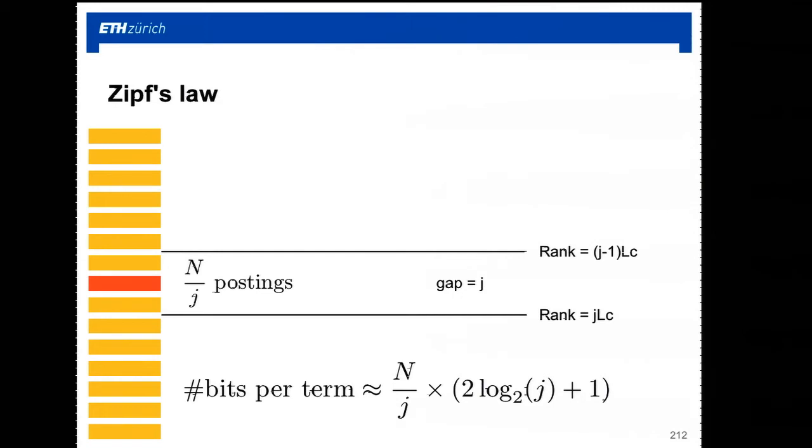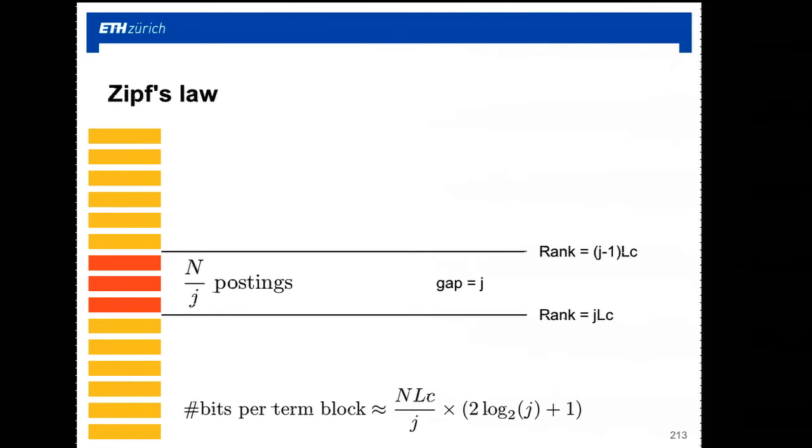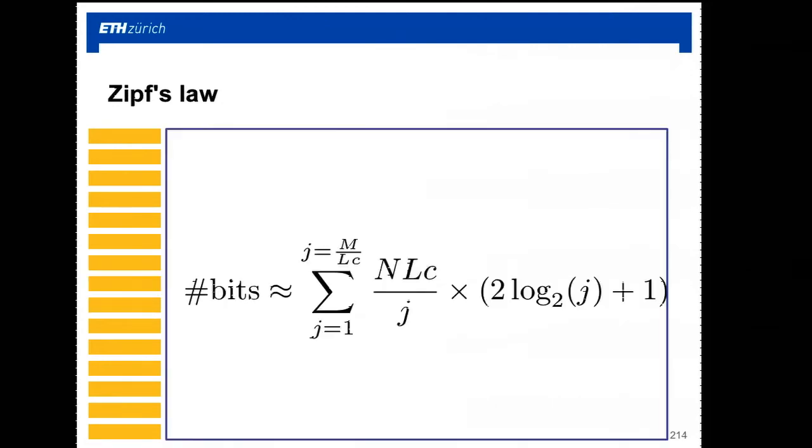So one of these here, 1/3, one posting list, will have that many bits, approximately, right? So now I have this. How do I get the total size of the block right here? I multiply with LC, right? It's the size of a block. So now I multiply this with LC to get the size of the block. That's what I did here. And then we sum over there, and this is what we get. This is the total size of the index, of the postings in the index.